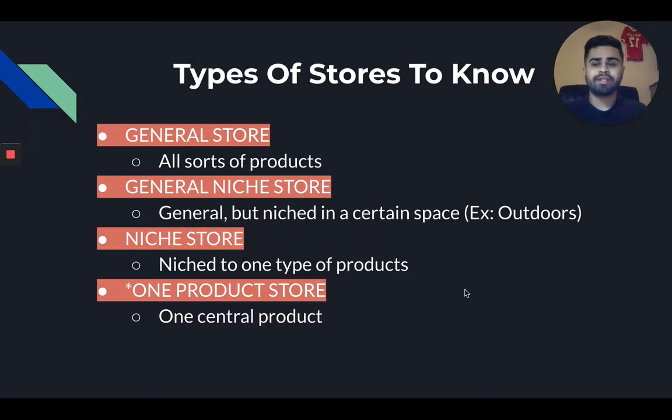For example, home improvement is a general niche. You can have products regarding gardening, kitchenware, stuff you can put in your living room, tapestries. Home improvement in general.